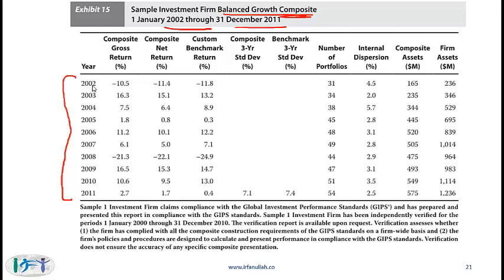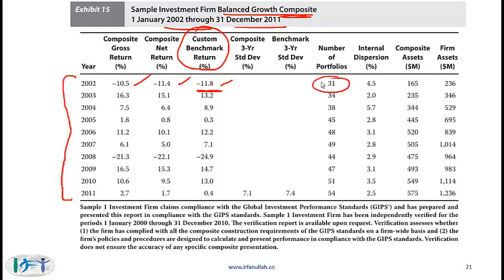For every year, we need to know the composite gross returns, so that's shown over here, the net returns, and then the return of a benchmark. If this particular composite is being compared with a particular benchmark, that benchmark's return should also be shown.